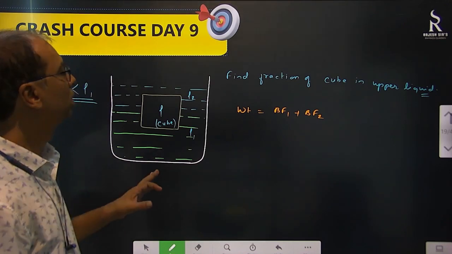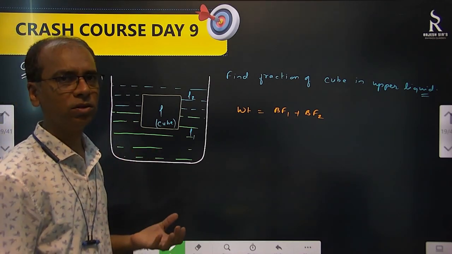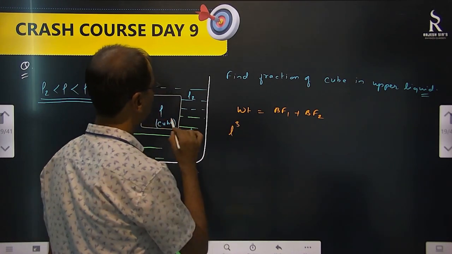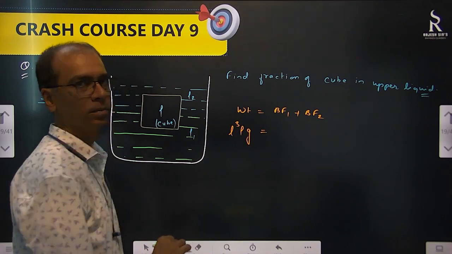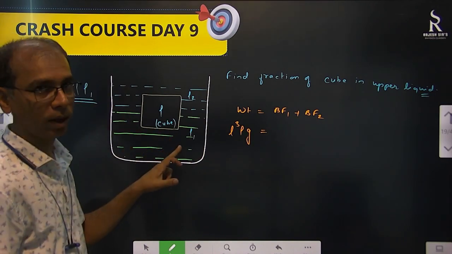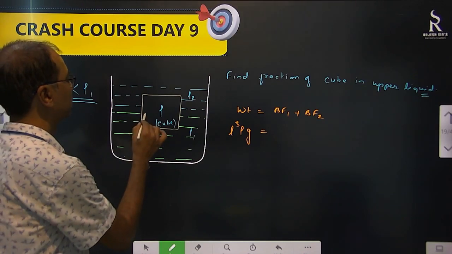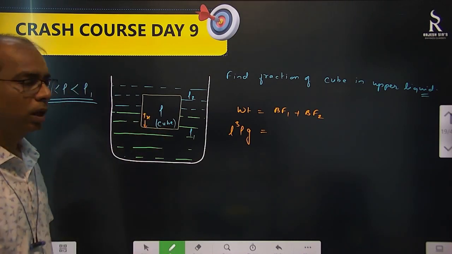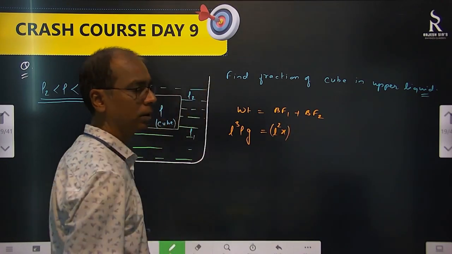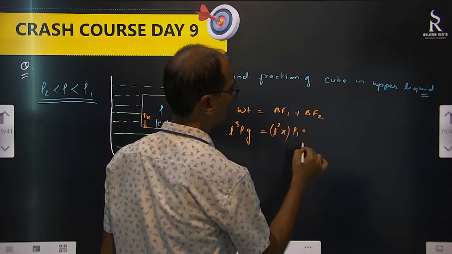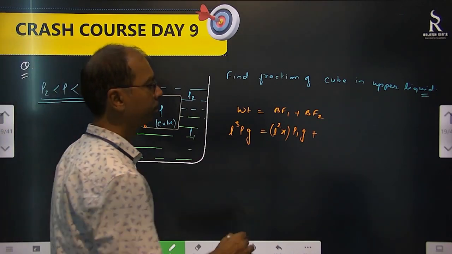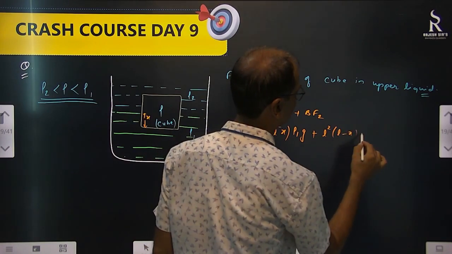What is the weight? It's a cube, so let's say its sides are of length L. So L cube into density into g is the weight of the object. And that's equal to buoyancy force 1, that means this liquid here. The base area is L square. Now how much is inside? Let's say this is X. So L square into X is the volume inside, into density rho 1 into g, plus the buoyancy force on the second one, L square into (L minus X) into density rho 2 into g.